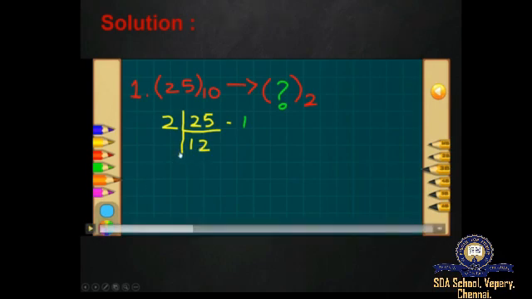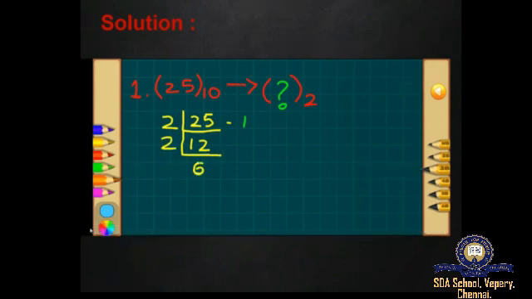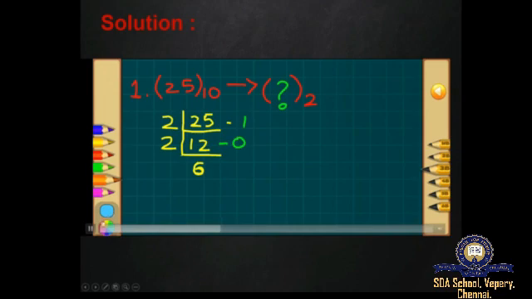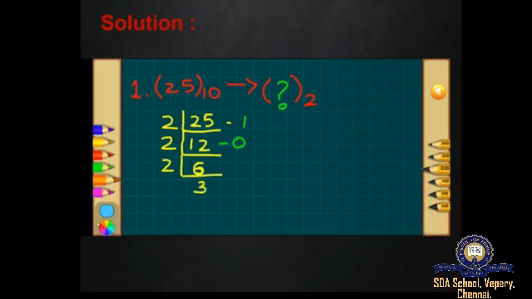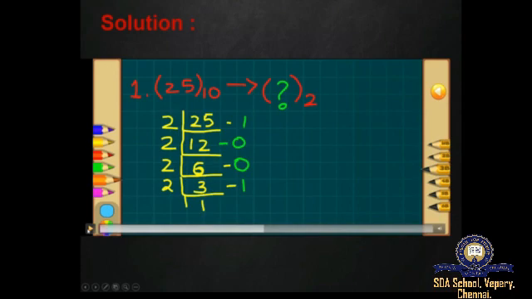Now, how many times you get 12 in 2 tables? Yes, very good. 6 times. 6 into 2, we get 12. So, our remainder will be 0. Now, 2 into 3, we get 6. So, the remainder will be 0. Now we get the dividend as 3. So again we have to divide with 2.